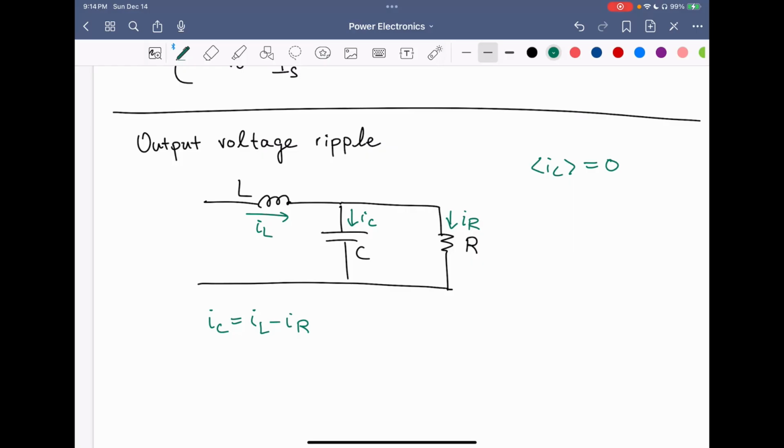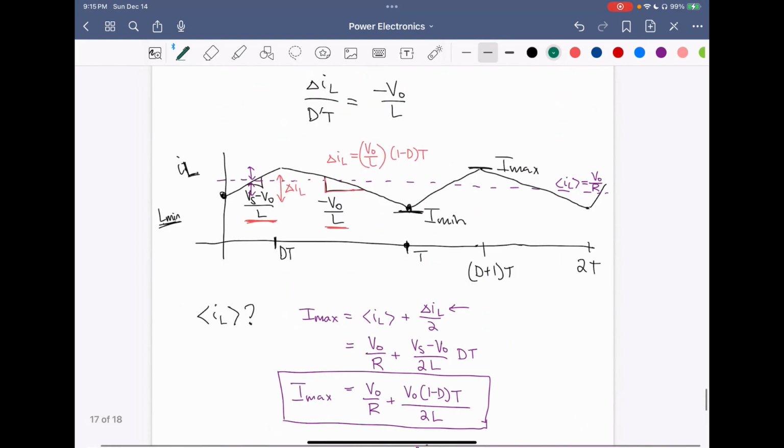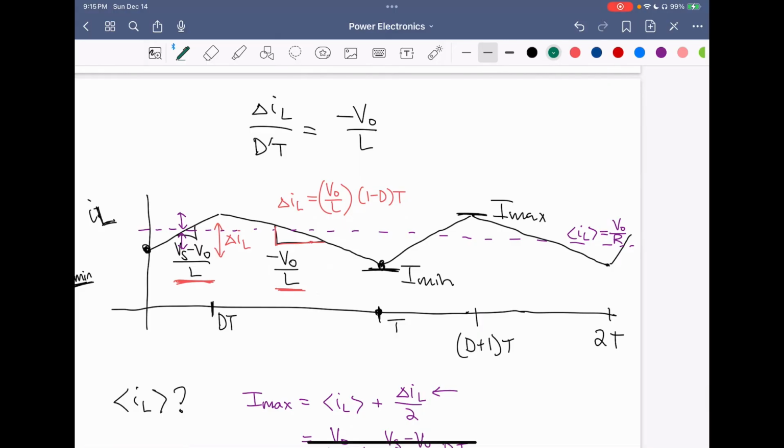So from this analysis, we had found that the average inductor current is equal to the average load resistor current. Now, what this implies is we have all of the DC current of IL flowing through the load resistor. So as before, we had found that all of this DC inductor current goes through the load resistor. Now, what about this ripple current through the inductor? Where does the ripple current go?